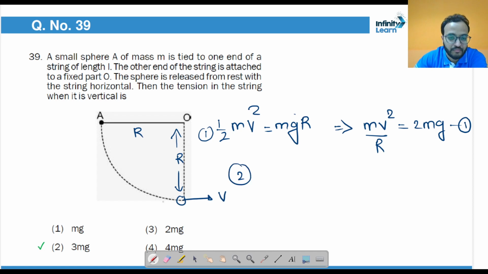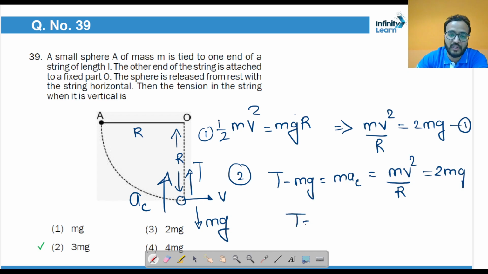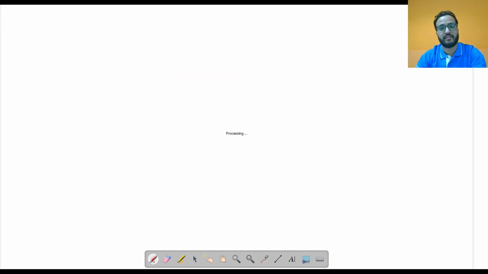Number 2, here what is the tension T upwards, mg downwards? Is it accelerated? Yes. So T minus mg is MAC, which is mv square by r, and mv square by r is 2 mg. So tension is 3 mg. Got it? This option is correct.